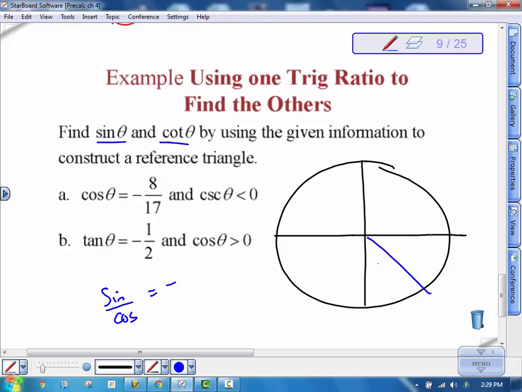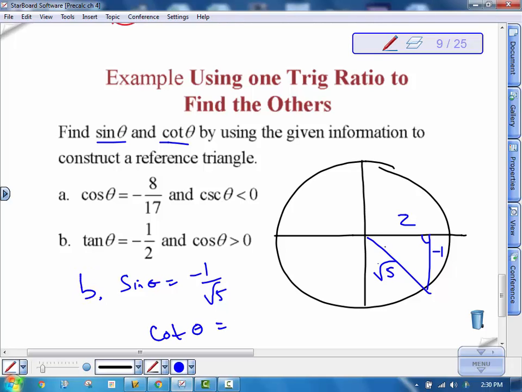So we'll draw a reference triangle, and we'll label the relationship for tangent, which is opposite over adjacent, where this is negative. If we do this Pythagorean theorem, we get square root of 5. And then we can find the sine and cotangent for part B. The sine is equal to opposite over hypotenuse, which is negative 1 over square root of 5. And we also need the cotangent, which is equal to the reciprocal of opposite over adjacent, so it would be adjacent over opposite, which is 2 over negative 1, so that would be negative 2.